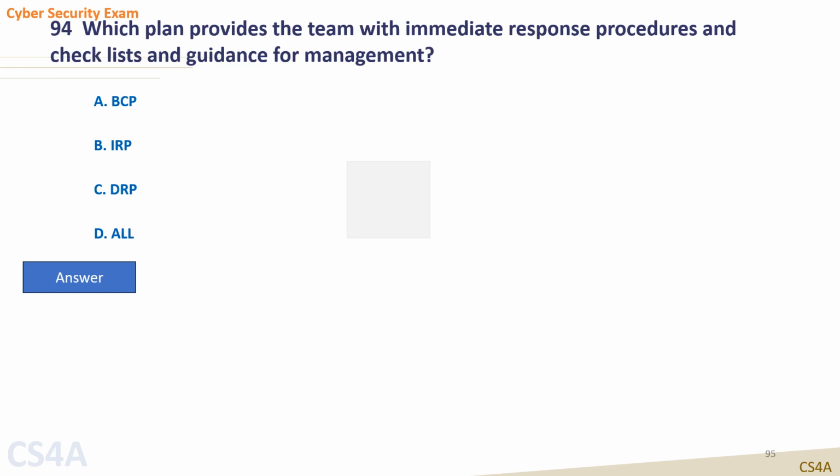Here the question is which plan provides a team with immediate response procedures and checklists and guidelines for the management? BCP, IRP, DRP, and all. The answer is BCP. A is the correct answer.